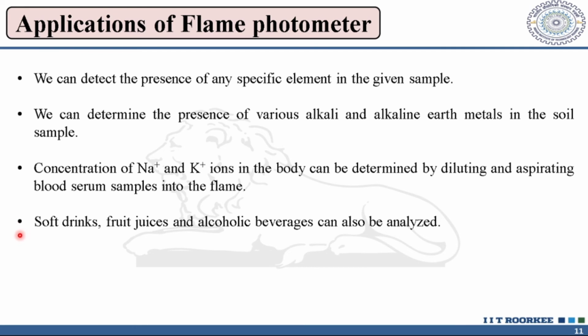Soft drinks, fruit juices, and alcoholic beverages can also be analyzed by using flame photometer to determine the concentration of various metals and elements. Apart from these, it is used in determination of lead in petrol and in determination of calcium and magnesium in cement.